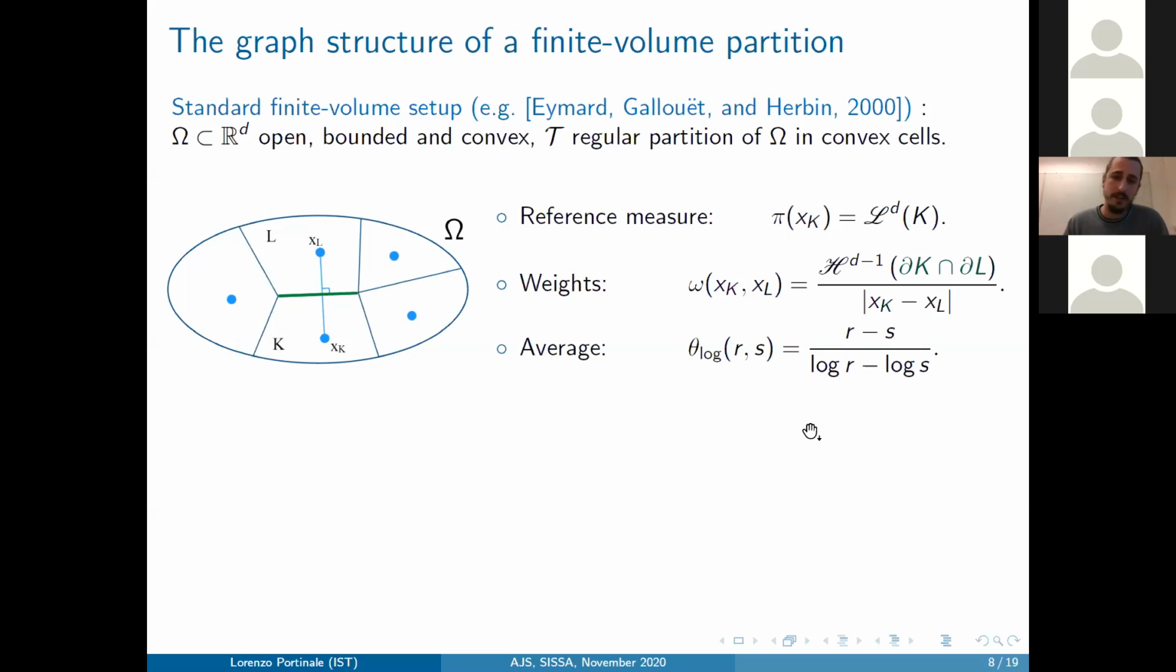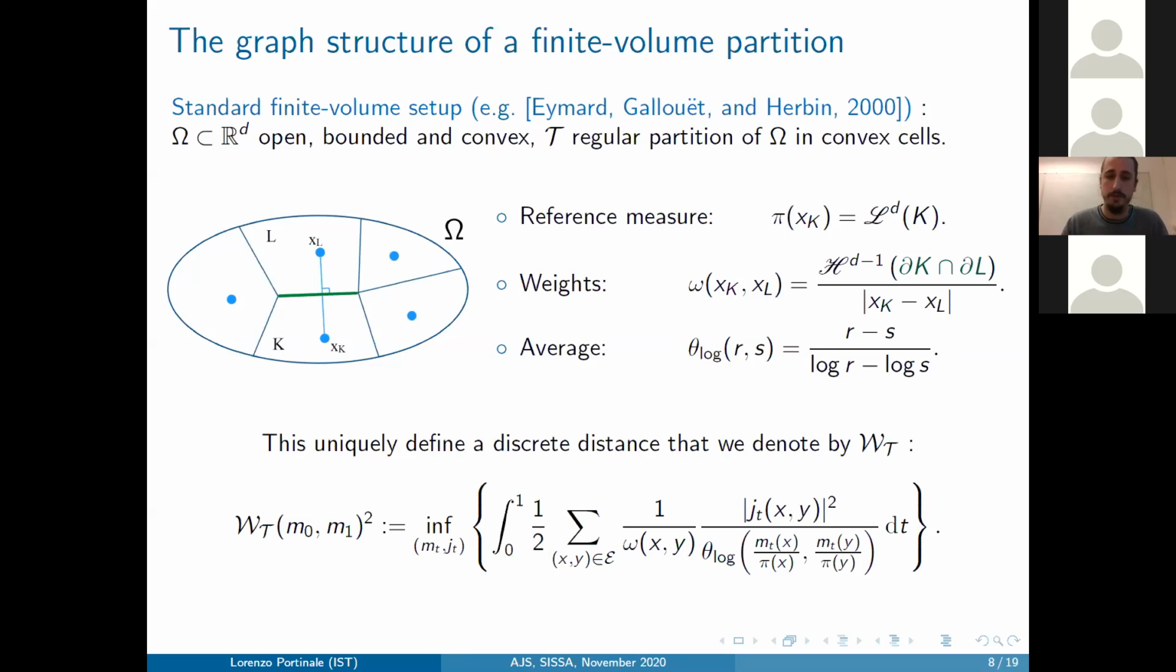The choice of the average for this finite volume partition is this logarithmic mean. I don't know about you, the first time I saw this, it was not exactly the first average I had in mind. You can imagine the arithmetic mean, the geometric mean, but it turned out that the right average to talk about here is this strange logarithmic average of the density. So I will come back also to this later, but the point is that given the reference measure, the weights and the average, then I can simply define the distance in the way I told you before. Okay, this discrete contribution with the logarithmic average here, and the infimum along the solutions to the discrete continuity equation.